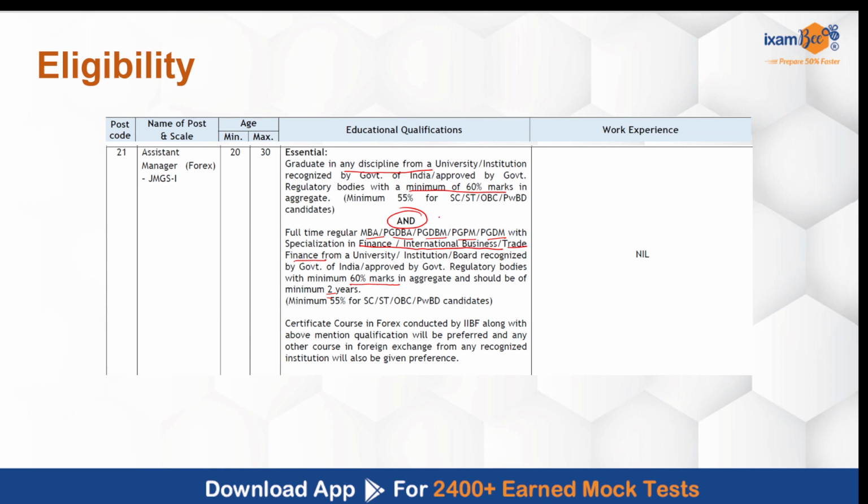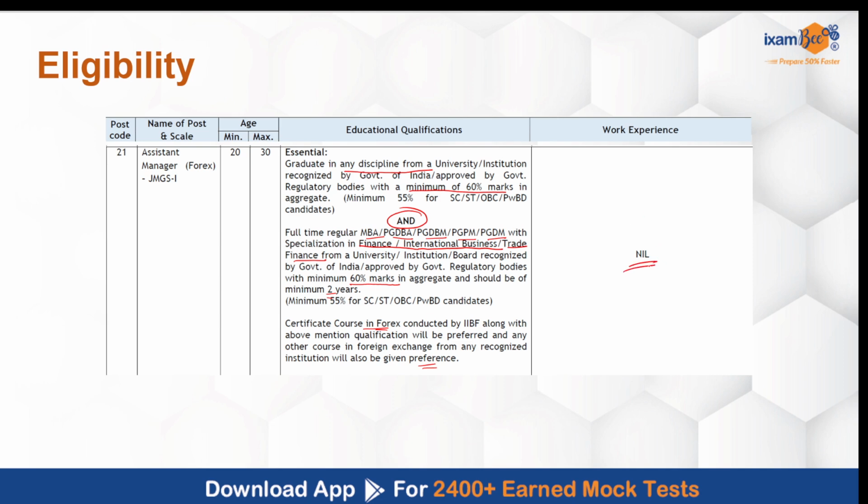So eligibility is, again repeating, graduation with 60% marks, and an MBA in finance or any other post-graduation diploma or degree related to similar subjects in finance, international business or trade finance with 60% marks. A certificate course in Forex is preferable, but that is not a compulsory or mandatory eligibility.